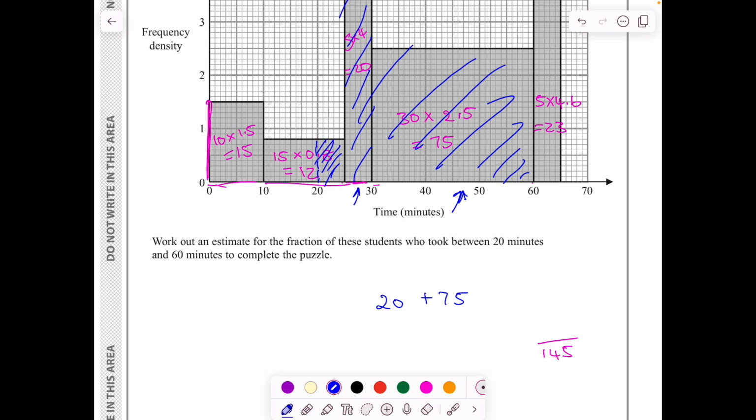So from 20 to 25 is 5, and then it's times 0.8. So 5 times 0.8 is 4. So that gives me 99 in total. So 99 out of 145 completed the puzzle in 20 to 60 minutes.